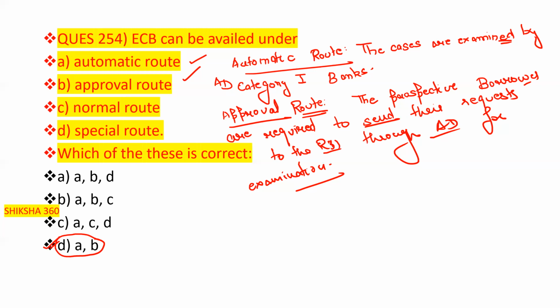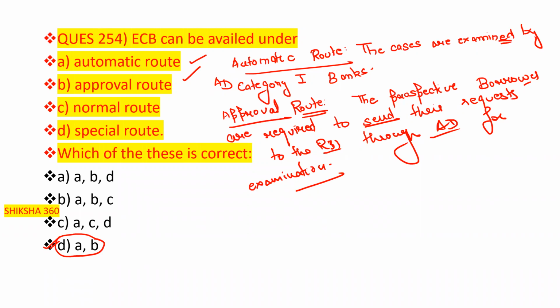External commercial borrowings can be availed either through the automatic route or through the approval route. Under the automatic route, the cases are examined by the authorized dealer category one banks, and under the approval route, the prospective borrowers send their request to the RBI through the authorized dealer for examination.